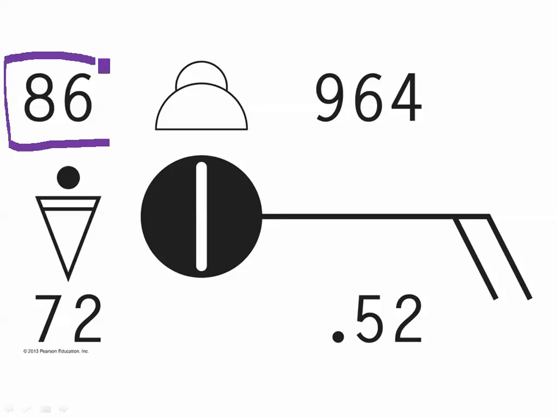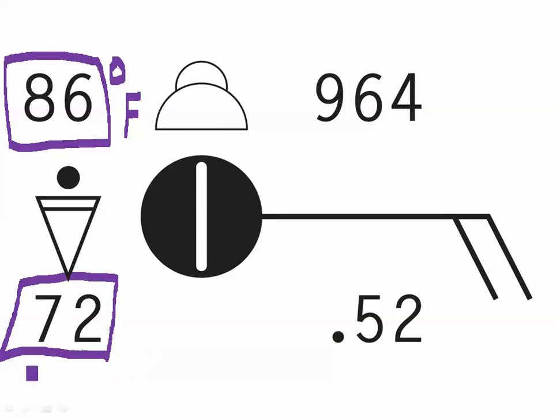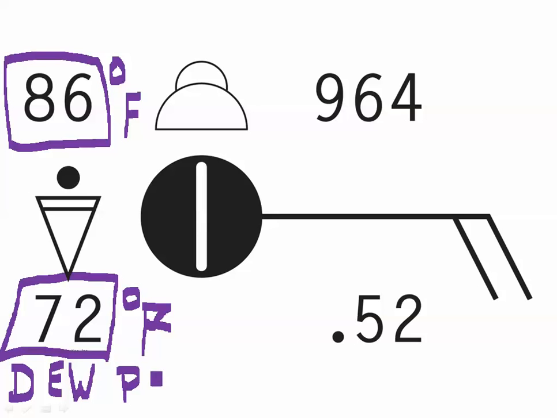This number up here in the top left is telling us the temperature, and it's going to be in degrees Fahrenheit. So that's our surface temperature at the station, 86 degrees Fahrenheit. This number down here is telling us the dew point, and again, that's in degrees Fahrenheit. So this down here, this is our dew point, right? It's hard to write with a mouse. So there's our dew point.